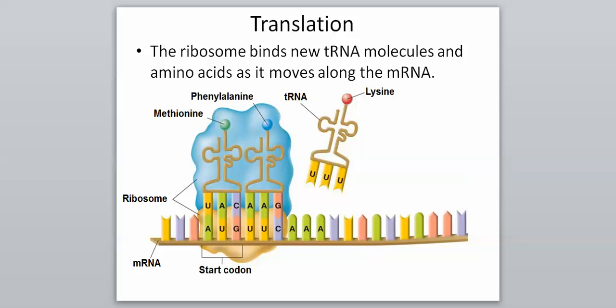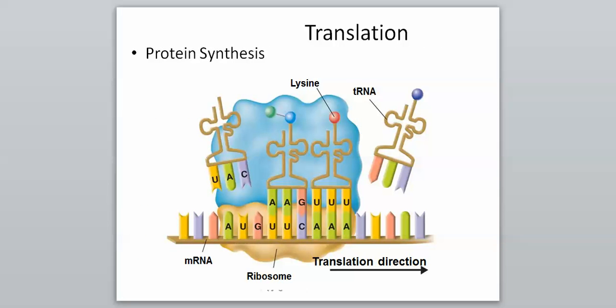And then our next step is that the ribosome will bind the new tRNA molecules and amino acid as it moves along the mRNA. So here's a picture of what this looks like. A little bit confusing, but it makes sense: our ribosome's job is to make proteins, so it's going along this strand of mRNA that will eventually make a protein, and it's sticking on our new amino acids as it goes. So it's just building the protein, that's all it's doing. As you can see there, it's continuing to build the protein.